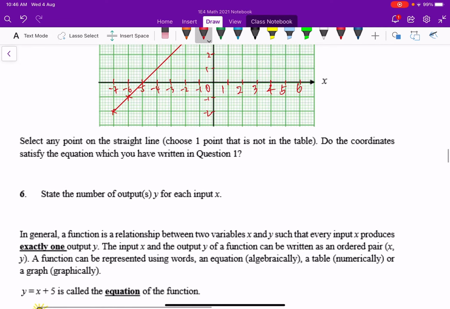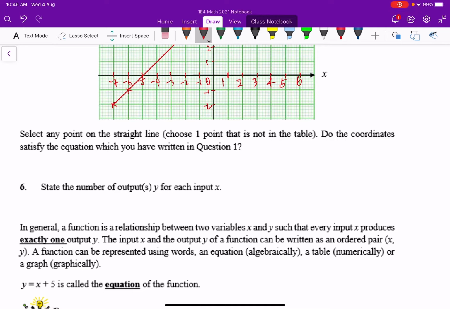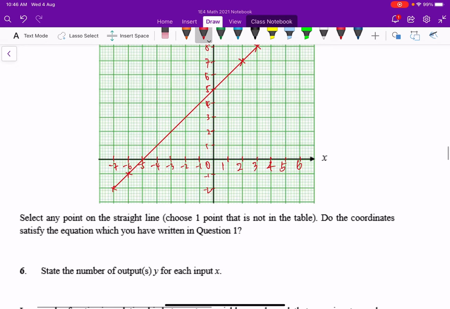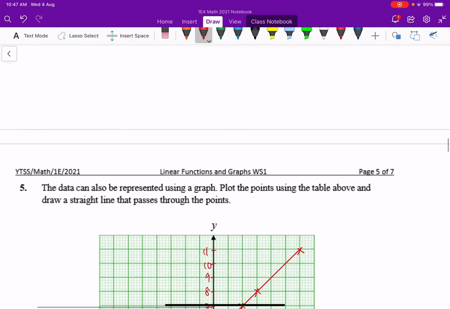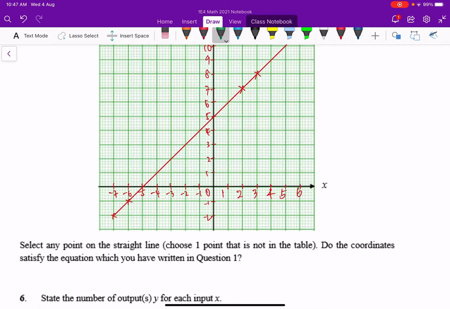Alright, in the next part, select any point on the straight line. Choose one point that is not in the table. And then after that, answer the questions. Do the coordinates satisfy the equation that you have written in question 1? So I'm going to just choose a random point that is not on the table. If you look at the table here, I have my x values listed, but not all the x values are there. I'm going to just choose a random point.